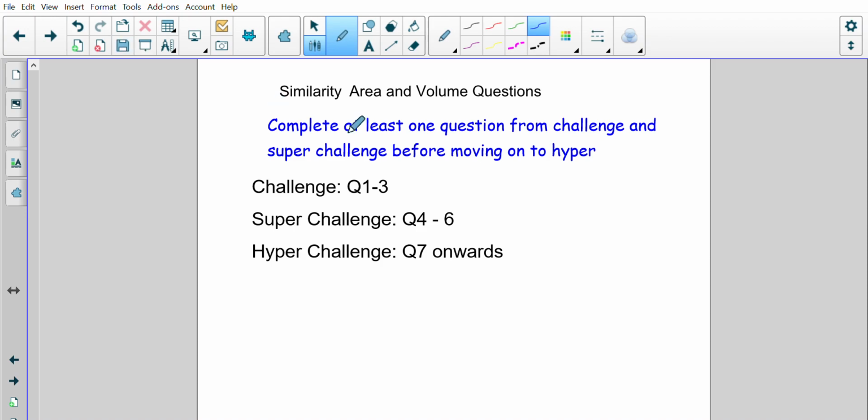What I want you to do now is go to the area and volume similarity questions. You can see the question numbers for challenge, super challenge and hyper challenge. If you want to move on a bit more quickly, I want you to complete at least one question from the challenge, at least one from the super challenge, and then you can jump to the hyper challenge question 7 onwards.